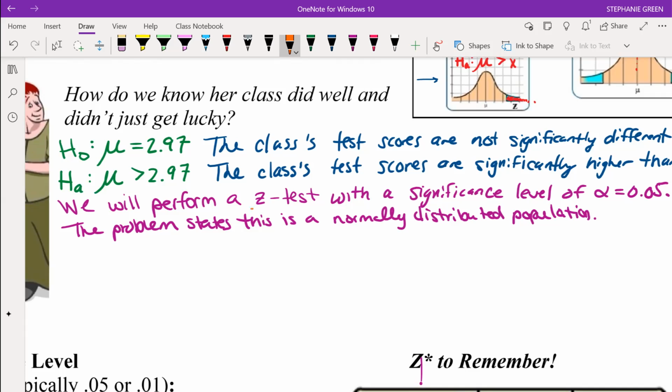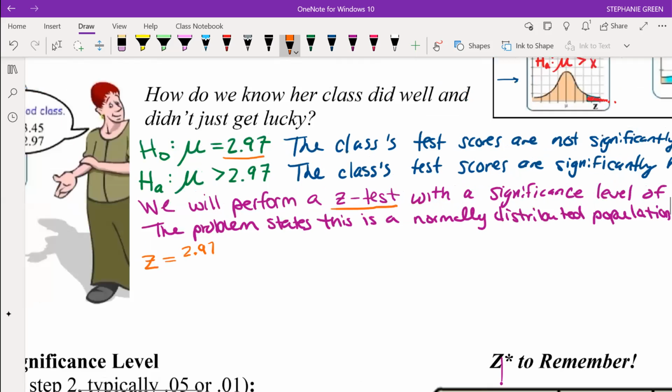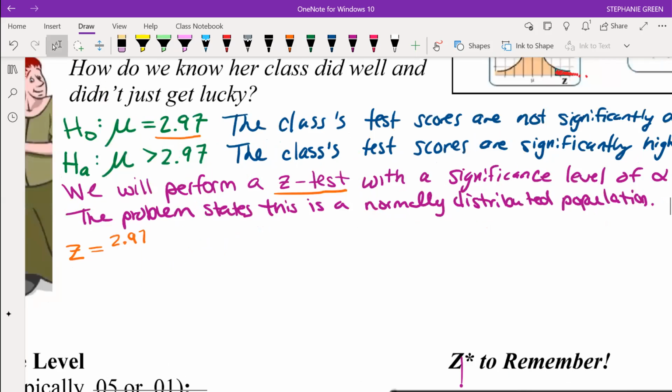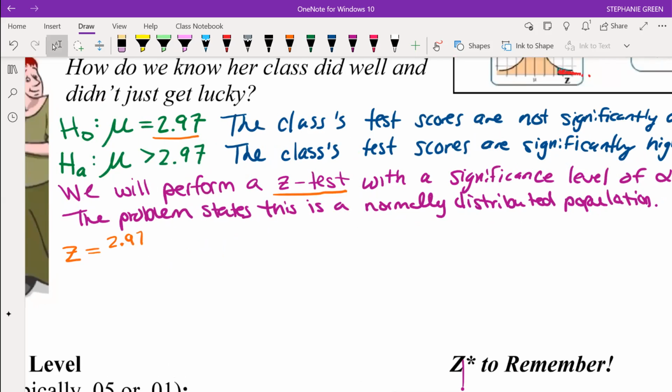Okay, so this is called a z-test because the first step to performing a z-test is I'm going to take this score here, 2.97, and I'm going to calculate its z-score. Remember a z-score is a standardized value for a normal value in a standard normal curve. So we're taking this value from this normal distribution and we're going to change it so that it's now in a standard normal distribution, which means that the mean will be at 0 and the standard deviation will be 1, right?